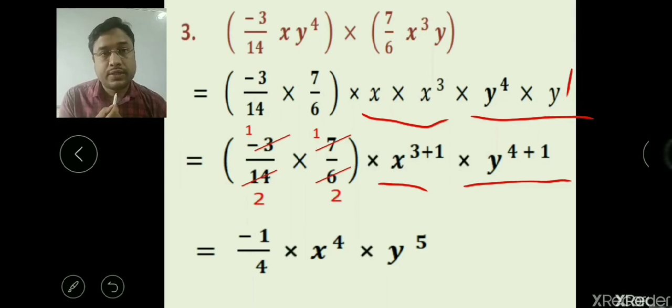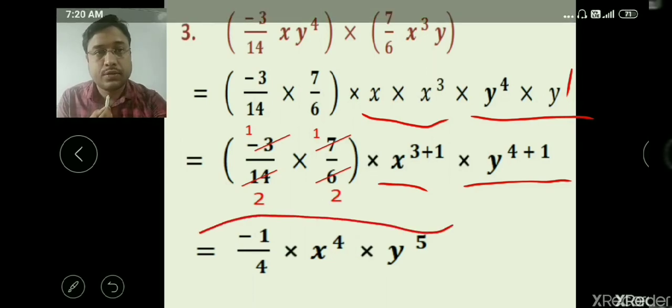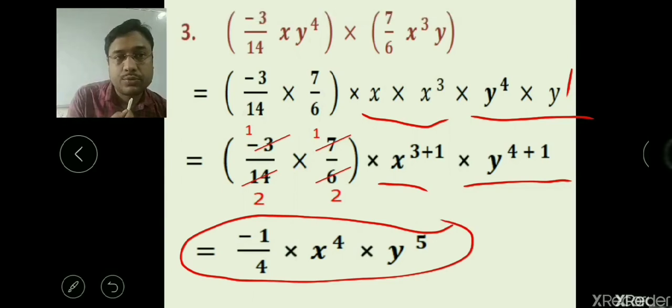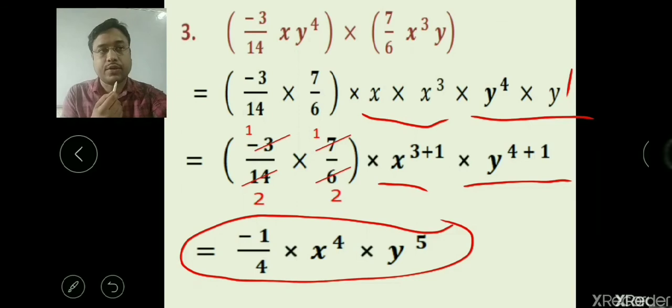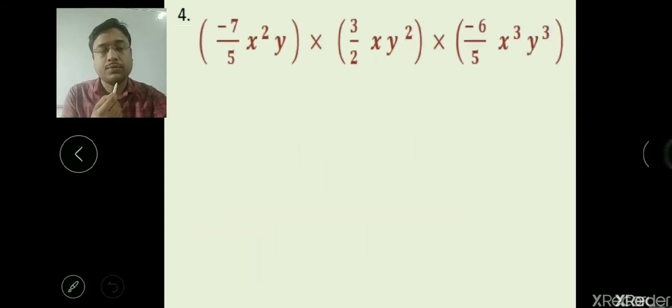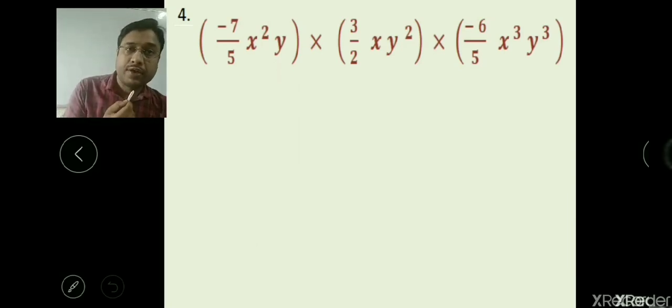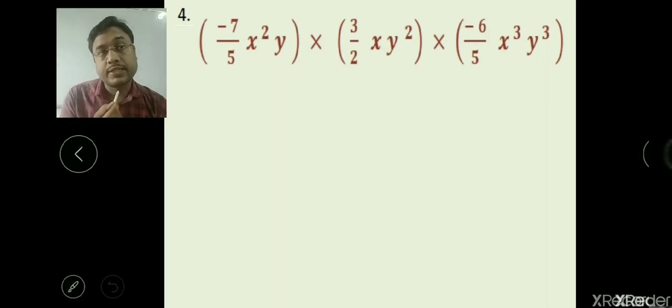So this is the final result of this question here: minus 1 by 4 into x to the power 4 into y to the power 5. Now question number 4, here you have to multiply 3 monomials. Minus 7 by 5 x square y into 3 by 2 xy square into minus 6 by 5 x cube y cube.